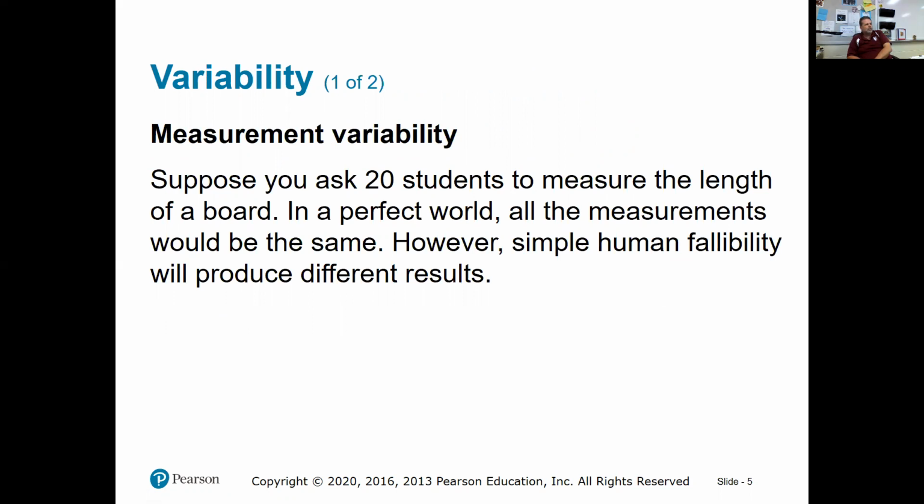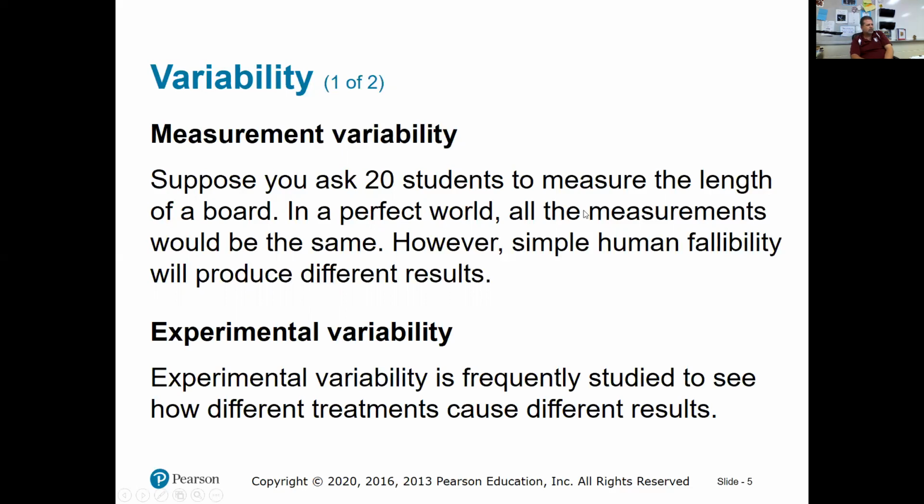Okay, so suppose you ask 20 students to measure the length of a board. In a perfect world, all the measurements would be the same. However, simple human fallibility will produce different results. What that just means is, every board might be supposed to be 6 foot long, but some are going to be just under 6 feet, maybe just a little bit above 6 feet. And so that's measurement. You don't always get exactly the same.